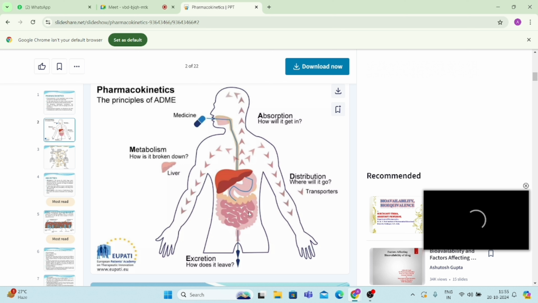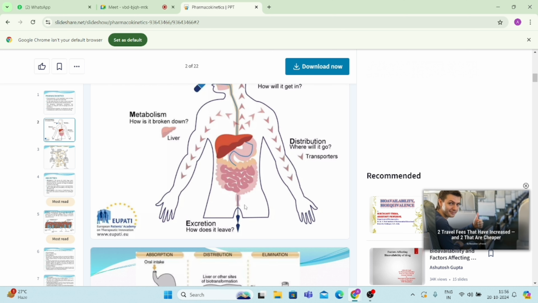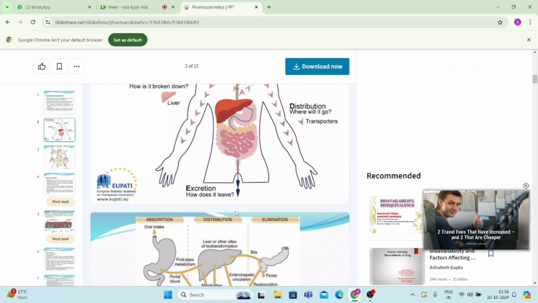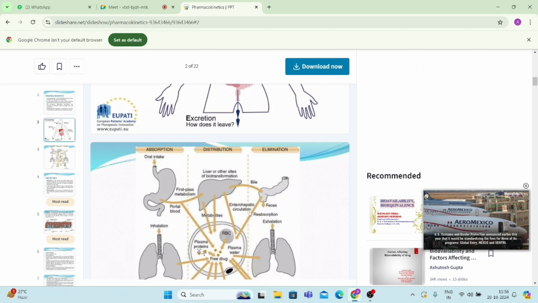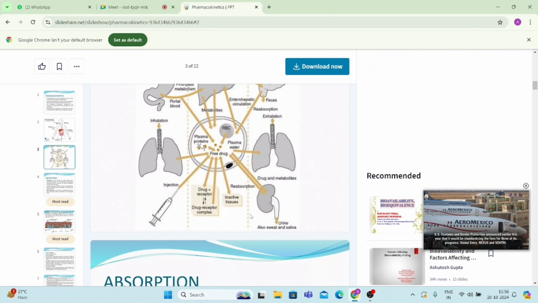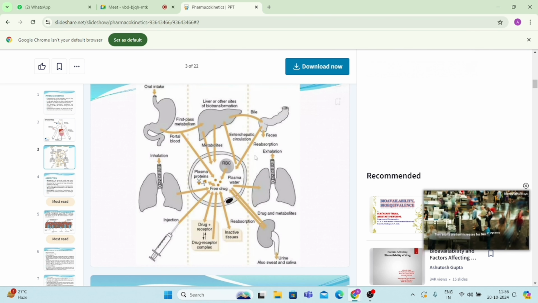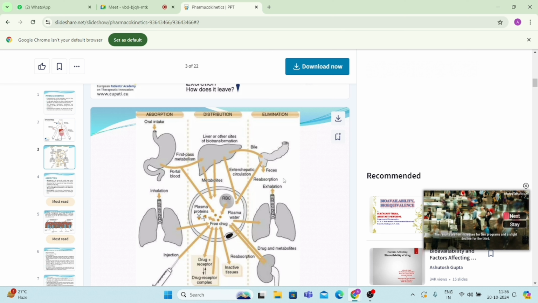And next, after the metabolism is done, it goes to excretion. Excretion in the sense of the elimination process: the drug has to leave the body. If it is not leaving the body, it is going to become toxic in nature. So this picture is going to explain many things.